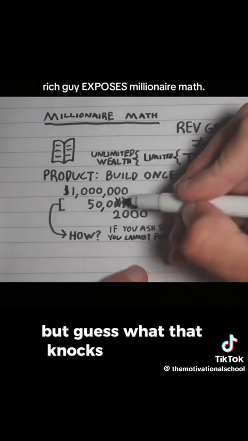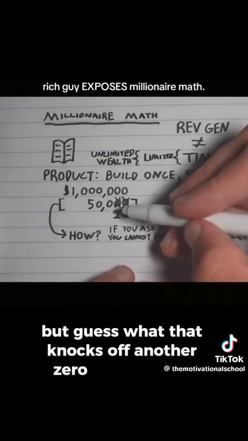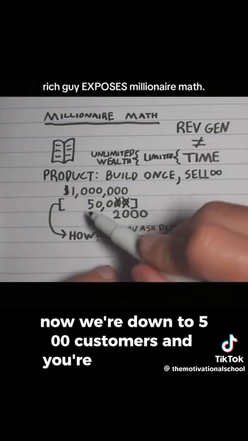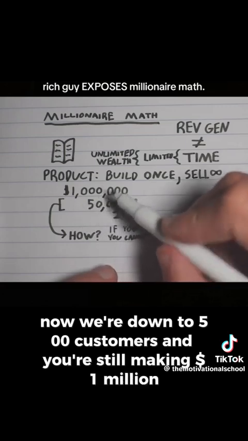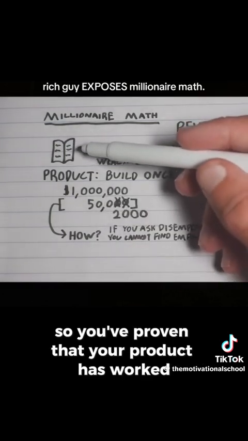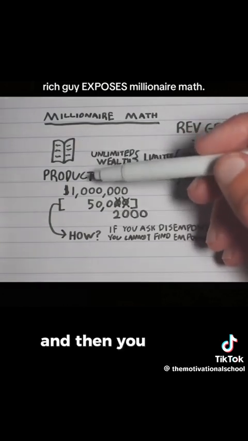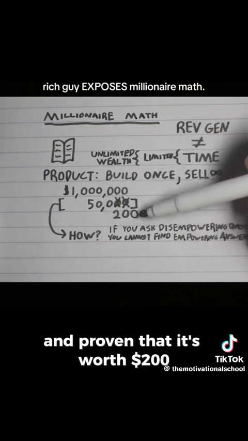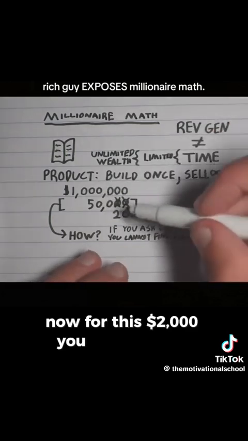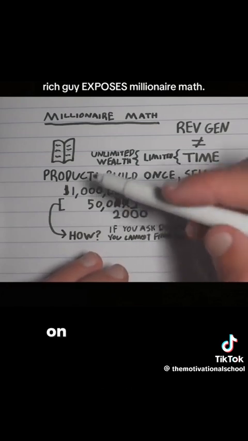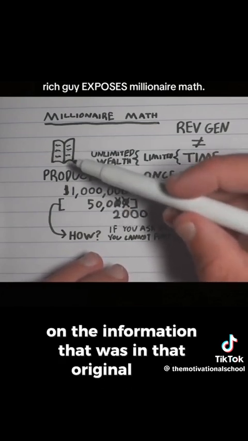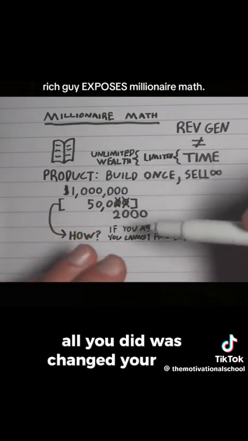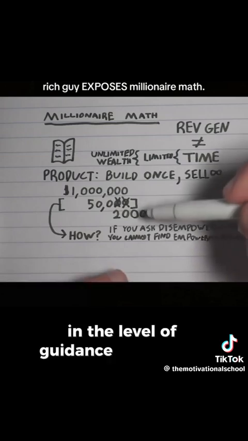But guess what? That knocks off another 0 of the 50,000. Now we're down to 500 customers, and you're still making $1 million. So you've proven that your product has worked because people loved your book, and then you started coaching them live and proven that it's worth $200. And now for this $2,000, you can actually start mentoring people on the information that was in that original book. So your product hardly changed. All you did was change your price and the level of guidance that you're providing.